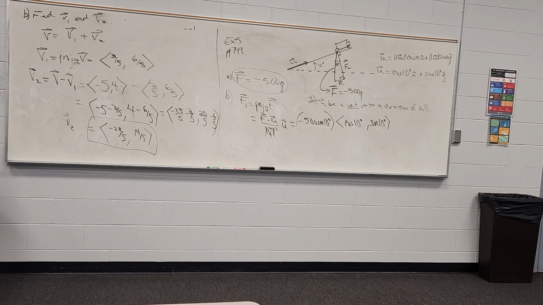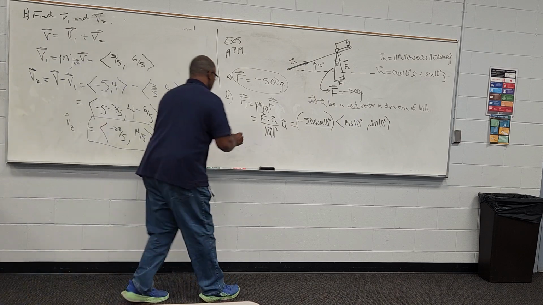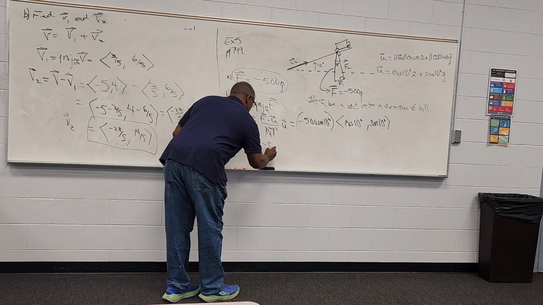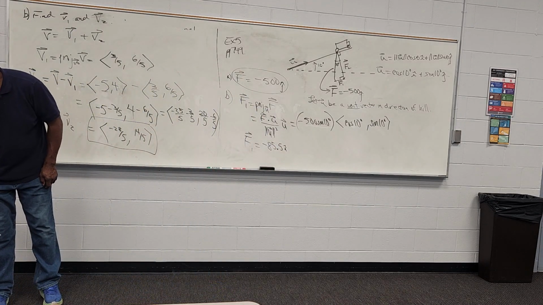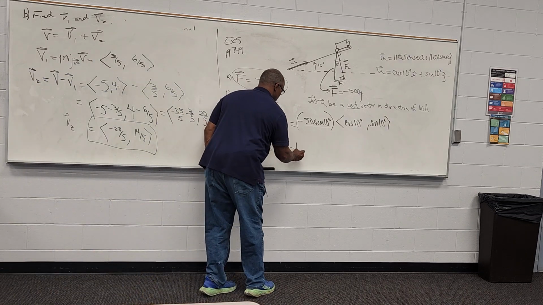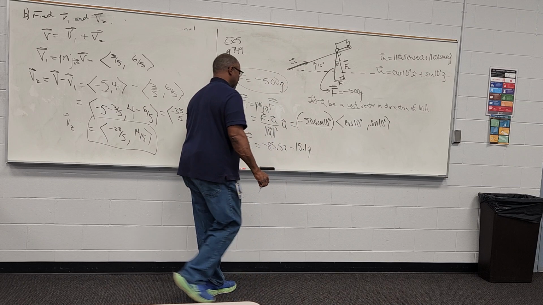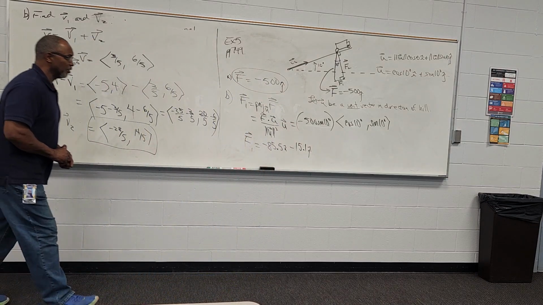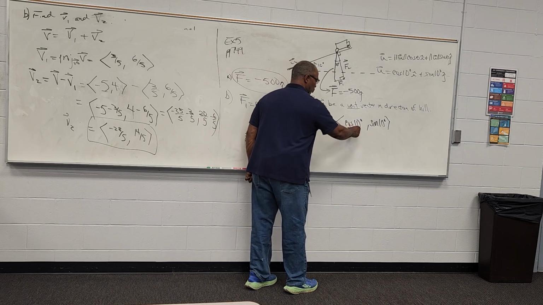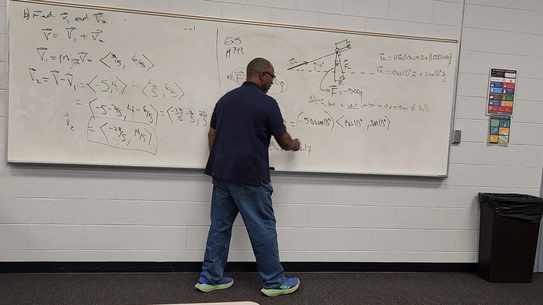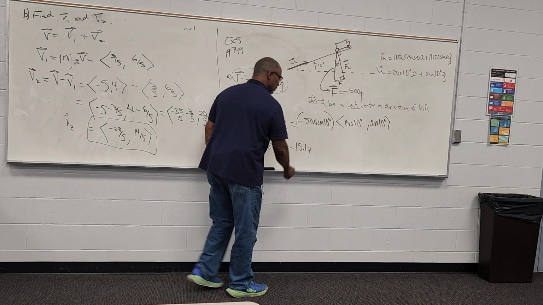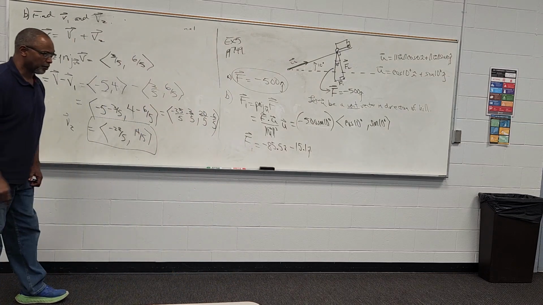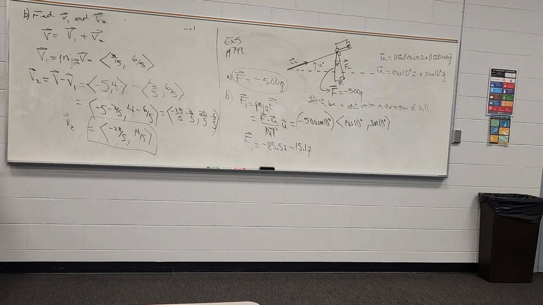So you can take your calculator and do that. You're going to get negative 85.5 I, and then you'll get minus 15.1 J. That's F1. And again, all you're doing is taking your calculator, negative 500 times the sine of 10 multiplied by the cosine of 10, that'll give you negative 85.5. Negative 500 sine of 10 degrees times sine of 10 degrees will give you negative 15.1, and that's your J component. So there's F1.